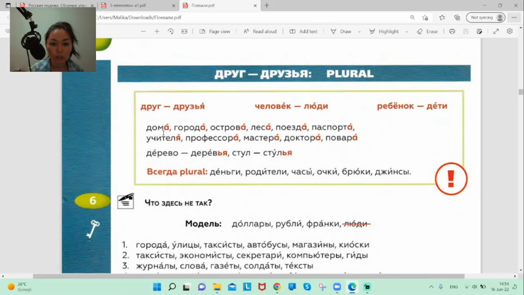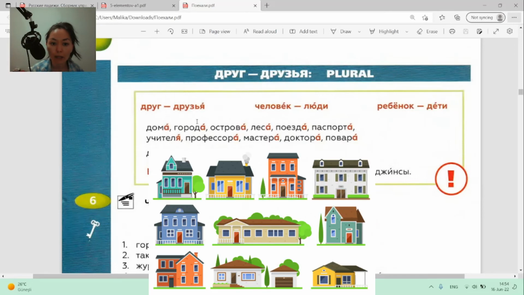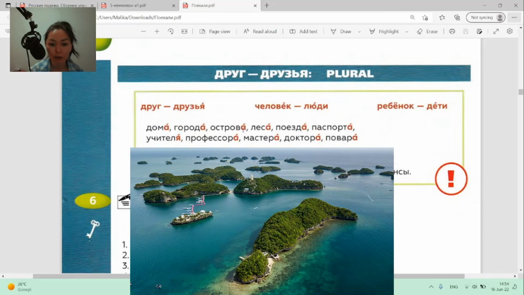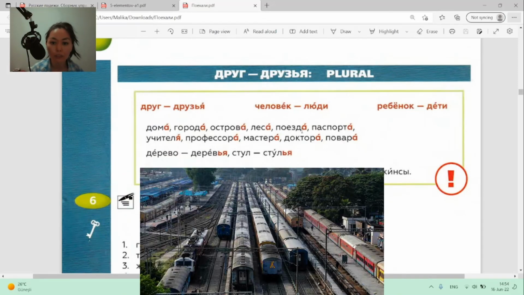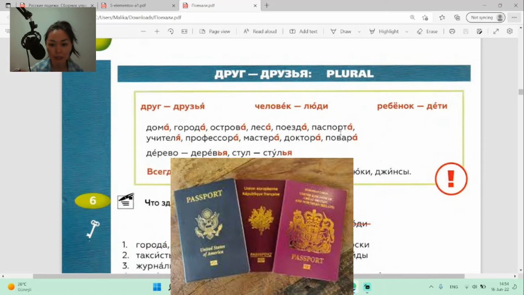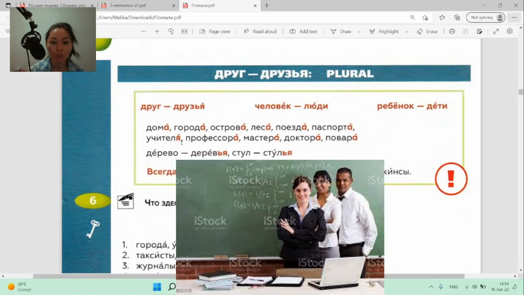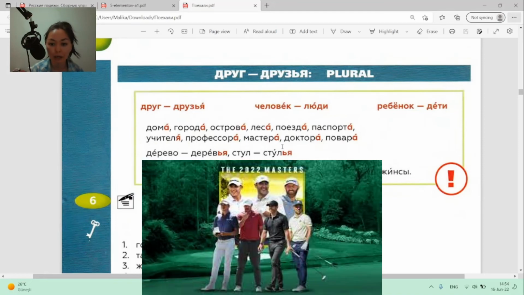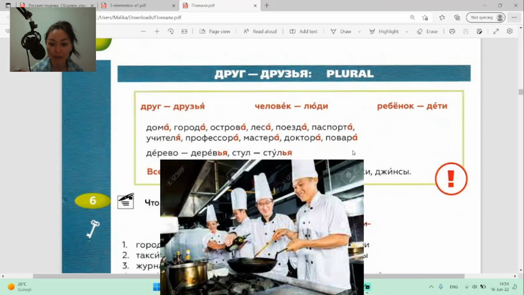Some words, even though they are masculine and end in consonants, they have ending of а. Дом, house, becomes дома. Город, города. Остров, острова. Лес, леса. Поезд, поезда. Паспорт, паспорта. Учитель, учителя. Профессор, профессора. Мастер, мастера. Доктор, доктора. Повар, повара.